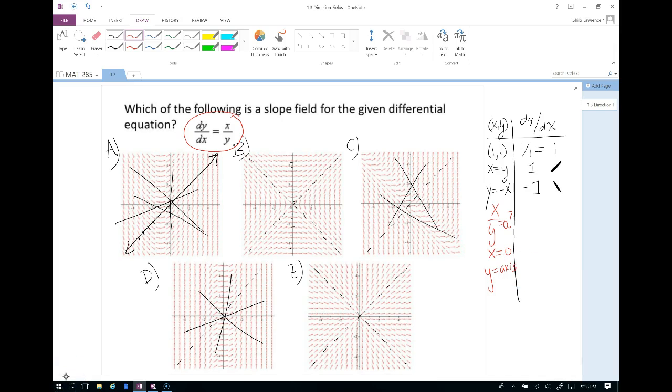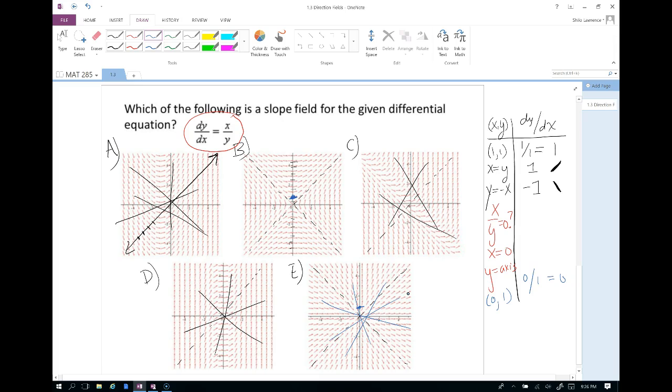And I would plug in some numbers just to check. So as we go up the y-axis here, so maybe the point (0, 1). If I plug in (0, 1), that's going to be 0 for the x, 1 for the y. So 0 divided by 1 is 0. That's a horizontal tangent line. Whereas on this one, at (0, 1), I do not have a horizontal tangent line there. And in fact, if you look to either side, those tangent lines are nearly vertical. So now we've eliminated this one.